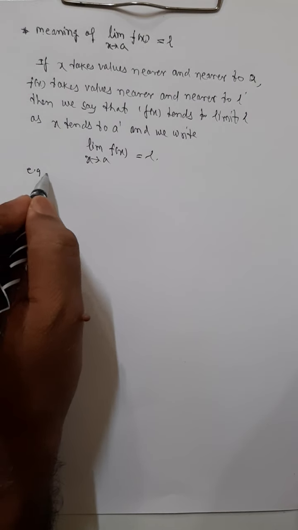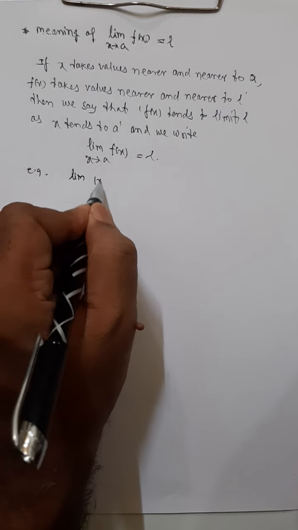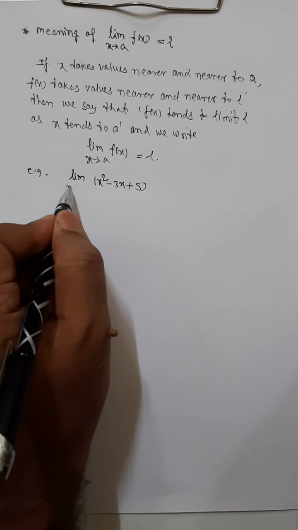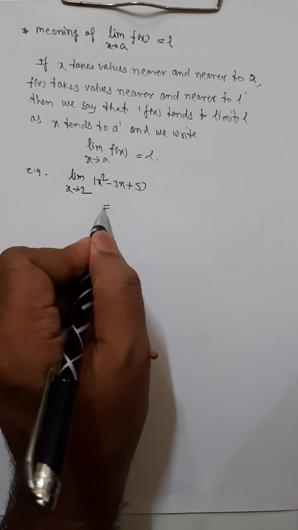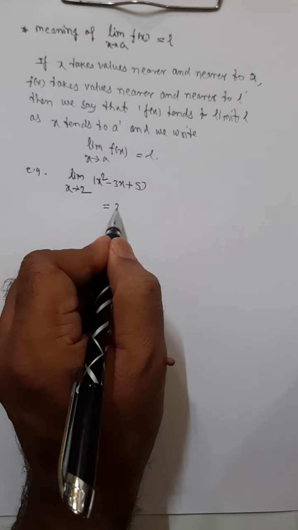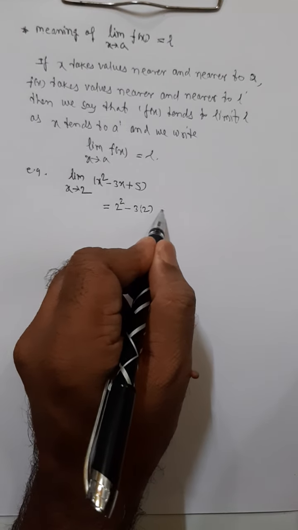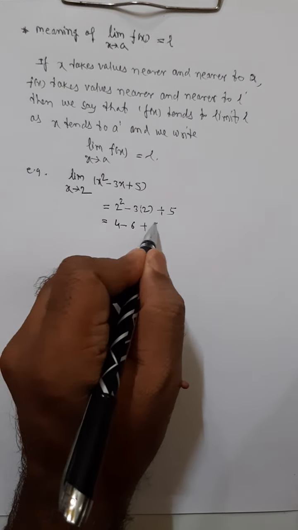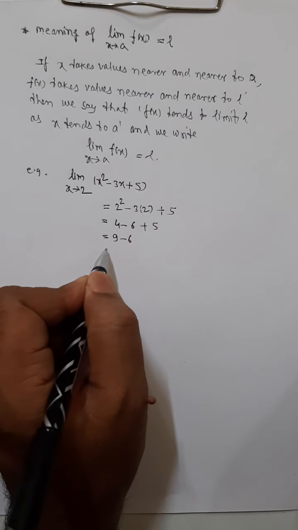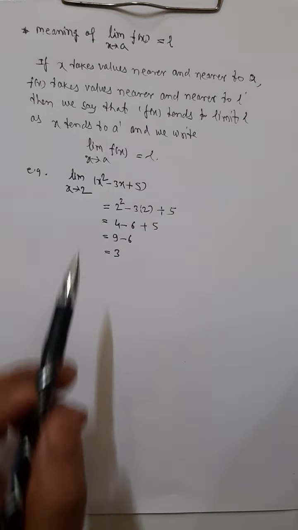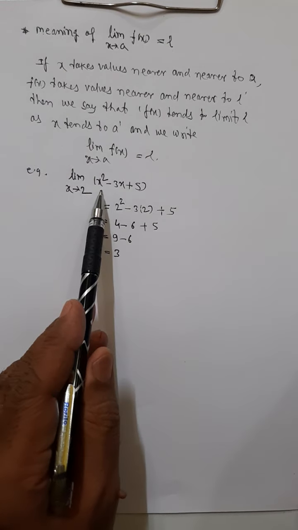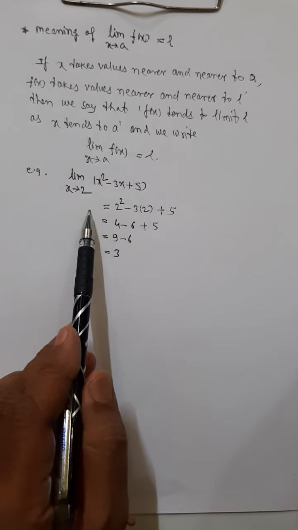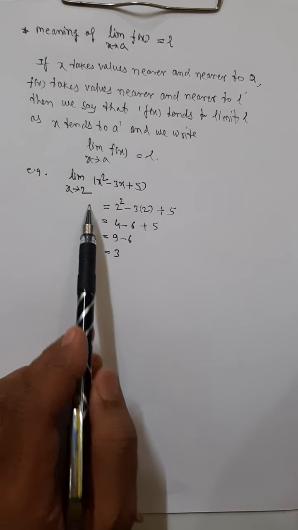For example, limit of x square minus 3x plus 5 as x tends to 2. If we solve this, we put here x equal to 2, so we get 2 square minus 3 into 2 plus 5, constant as it is. So we get 2 square 4, 3 into 2 6, plus 5. 4 plus 5 is 9, minus 6, and that is equal to 3. So by this definition, 3 is the limit of x square minus 3x plus 5 as x tends to 2. So 3 is the limit of this bracket as x tends to 2. 3 is the value of this function as x tends to 2.